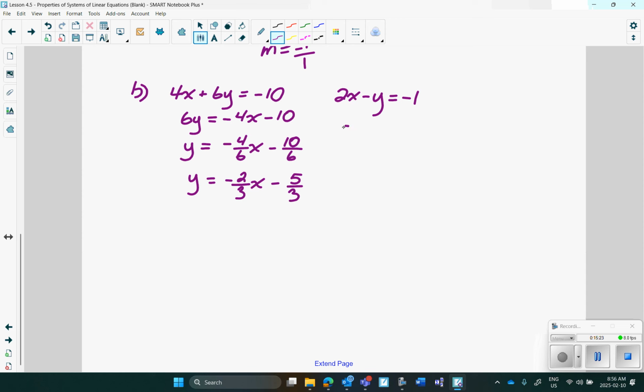Here, I'm going to move the 2x over, so I get negative y equals negative 2x minus 1. Careful, we haven't solved for y yet. There's still a negative attached to it, so I have to divide by negative 1. Y equals positive 2x plus 1. How many solutions would you say? One. Different slopes. One solution.